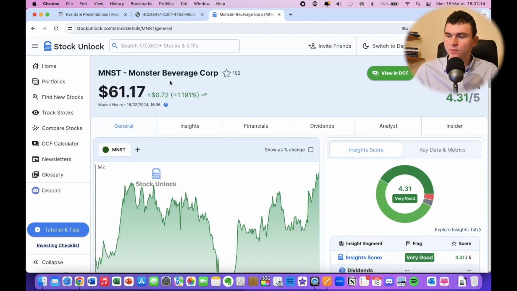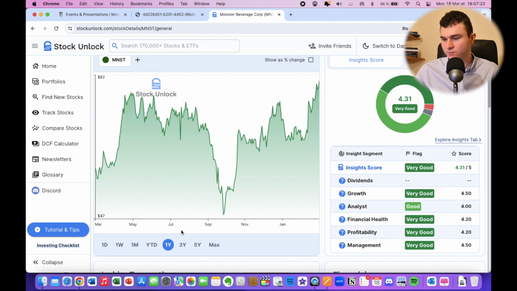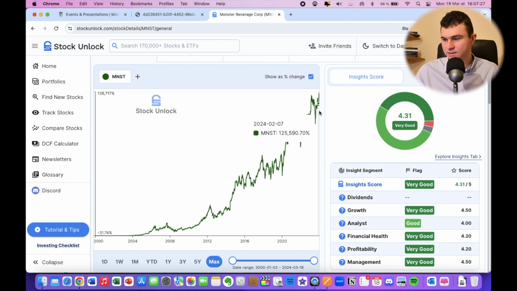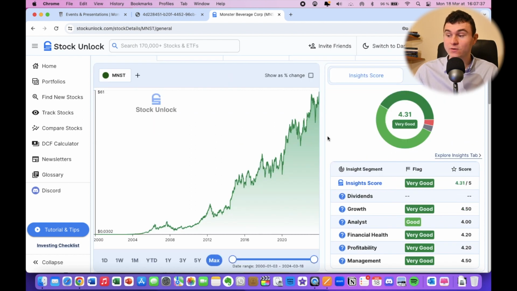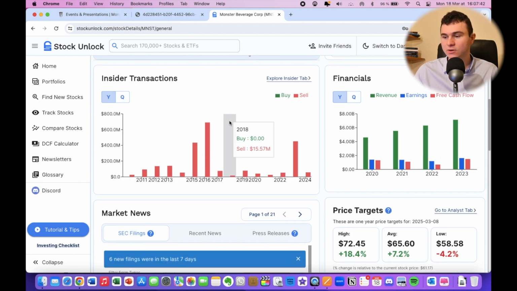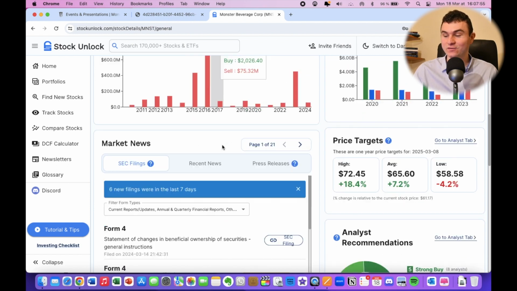I'm here on the page for Monster Beverage. What's the dashboard about? You have the stock price for the past year here. Max is here. Percentage has changed. Okay, very well. The insight score is 4.3. So very good insight score. If I scroll down, what do we have? Earnings, revenue, insider transactions. You have some people from management that sold some stocks in 2015, 2016. There is definitely something happening in 2015.